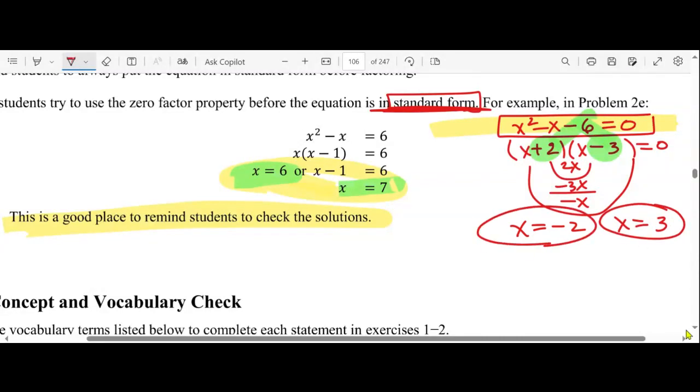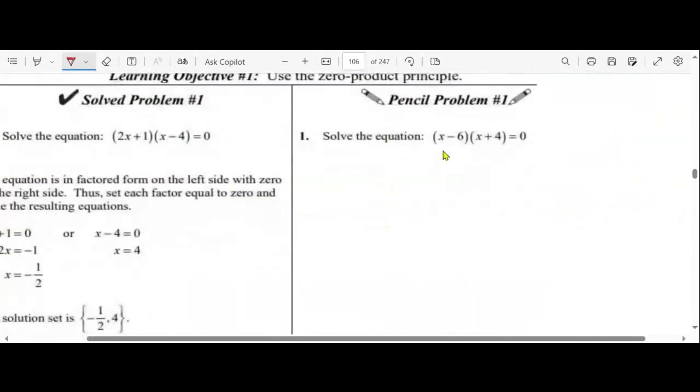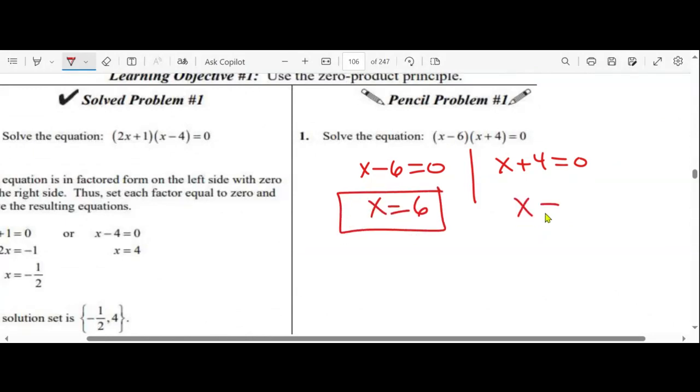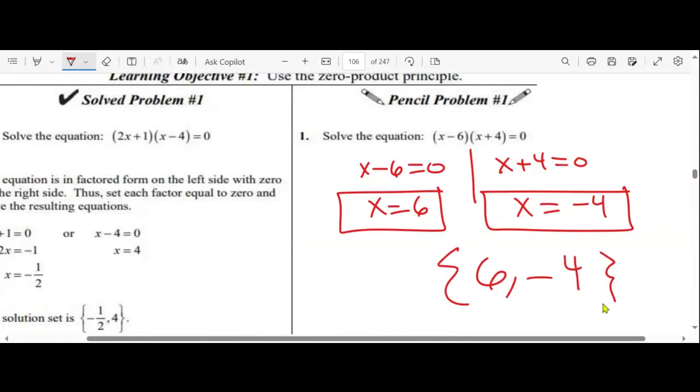Let's take examples, okay? Here we go. x minus 6, x plus 4 equal 0. Then you would say x minus 6 equals 0, x plus 4 equal 0. So x equals 6, x equals negative 4. So your solution set is 6, negative 4. Easy as easy?